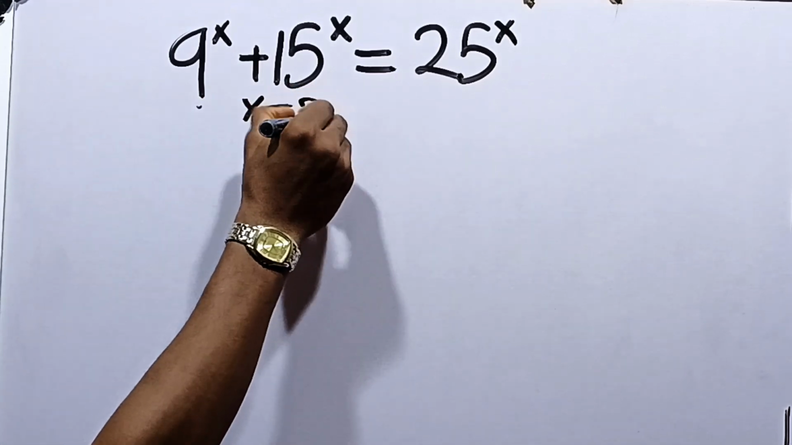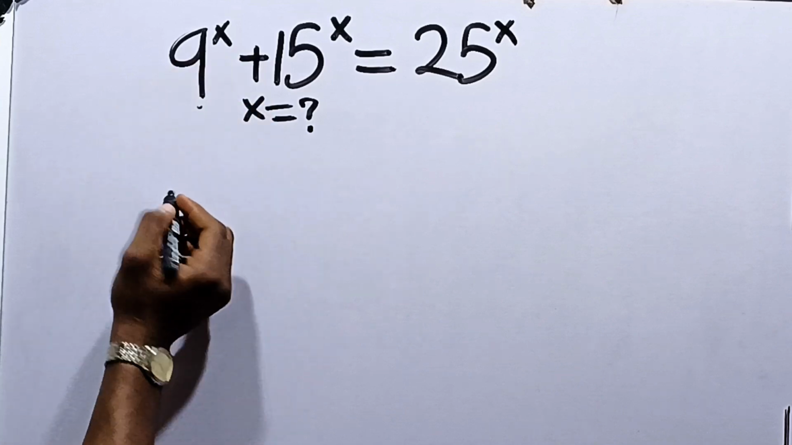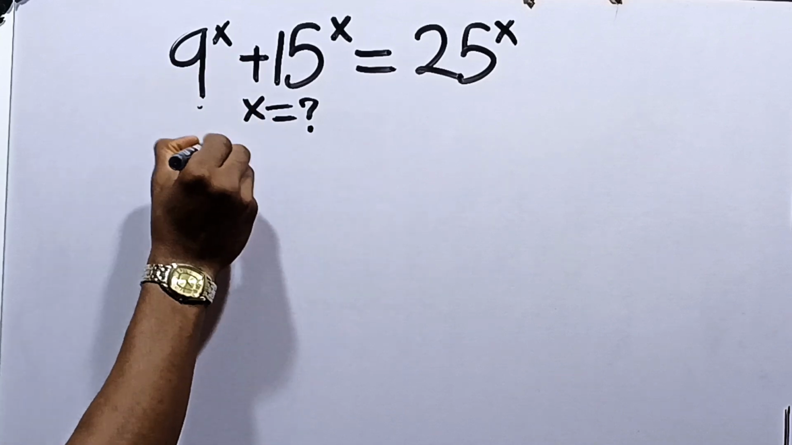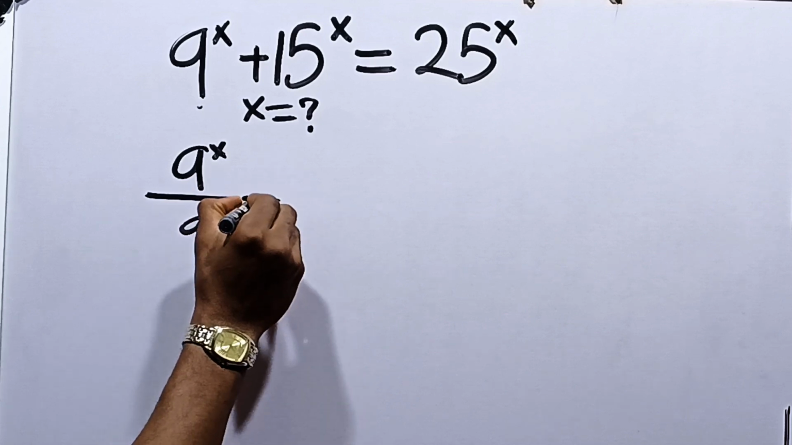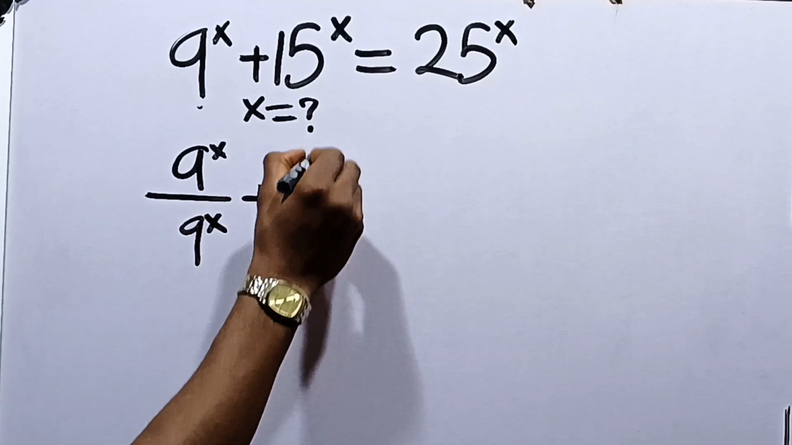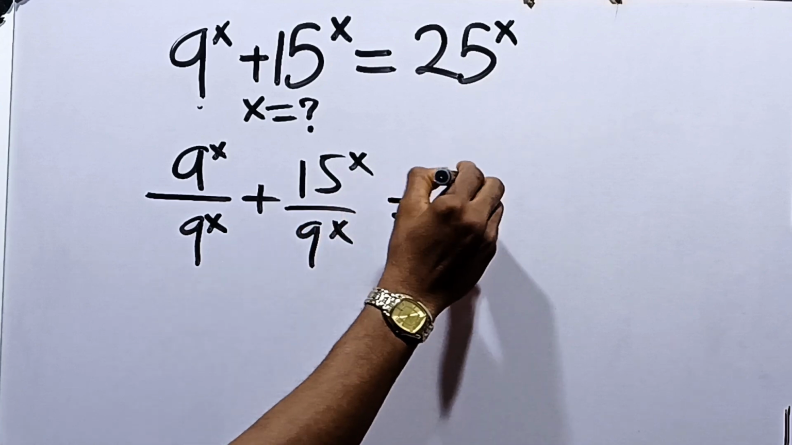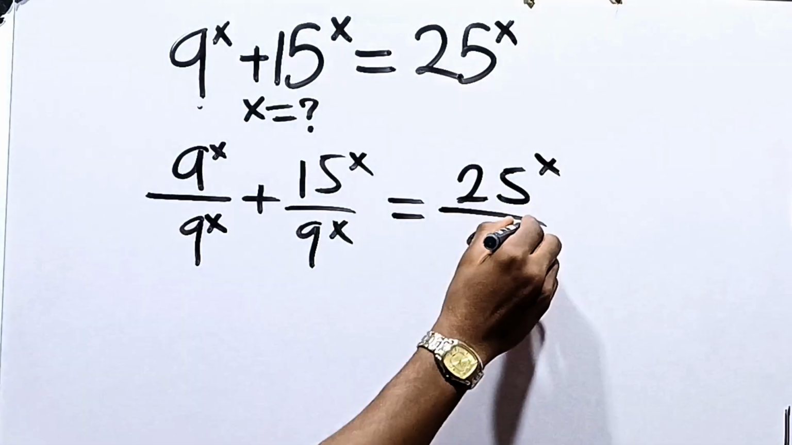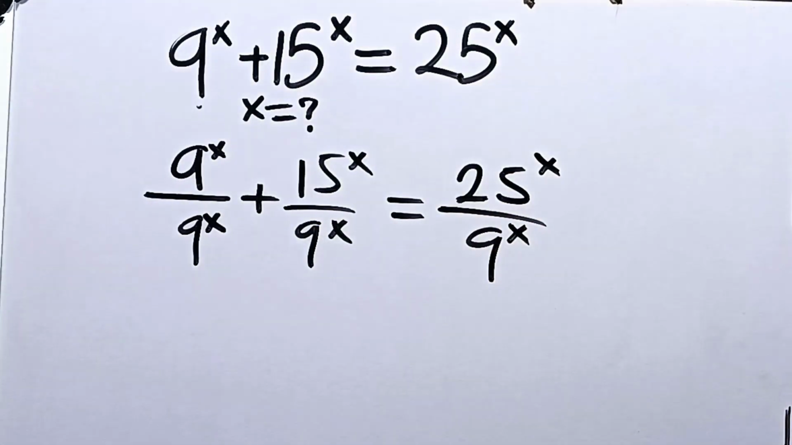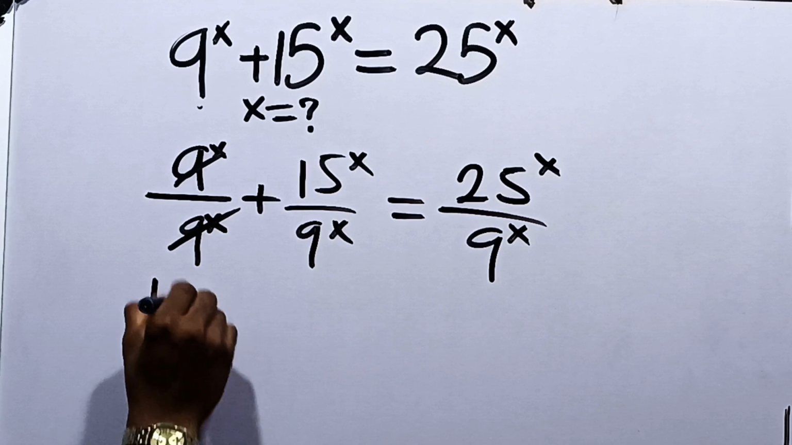Now, first thing we can say here is, let's divide each term by 9 raised to the power x. So we have 9 raised to the power x dividing itself, okay? So we have divided by 9 raised to the power x, plus 15 raised to the power x dividing 9 raised to the power x, is equal to 25 raised to the power x divided by 9 raised to the power x, okay? Now, from here you can see that 9 raised to the power x strikes out to give us 1.